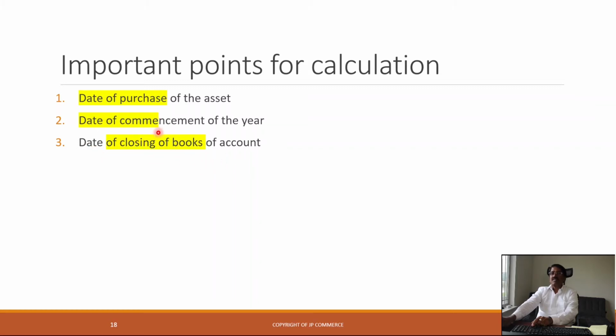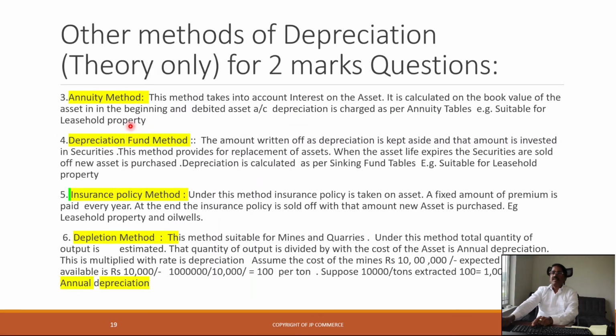These three things are to be remembered by the students to solve the problems under these methods, the fixed installment method and diminishing balance method. So another important depreciation method given in the textbooks is the third one, the annuity method. This method takes into account the interest on the asset and it is calculated on the book value of the asset.